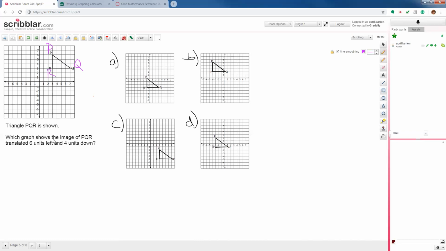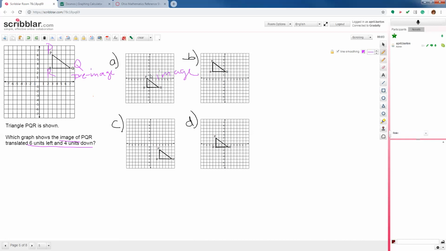And it says, which graph shows the image? We're going to talk about that word in a second. Image of PQR translated 6 units left and 4 units down. So image just means the picture you get after you do some sort of movement. This is your original. The original is actually called a pre-image. I don't know who chose these words because I feel like they're kind of confusing. But pre-image means I haven't done anything to it yet. Image is now I've moved it.